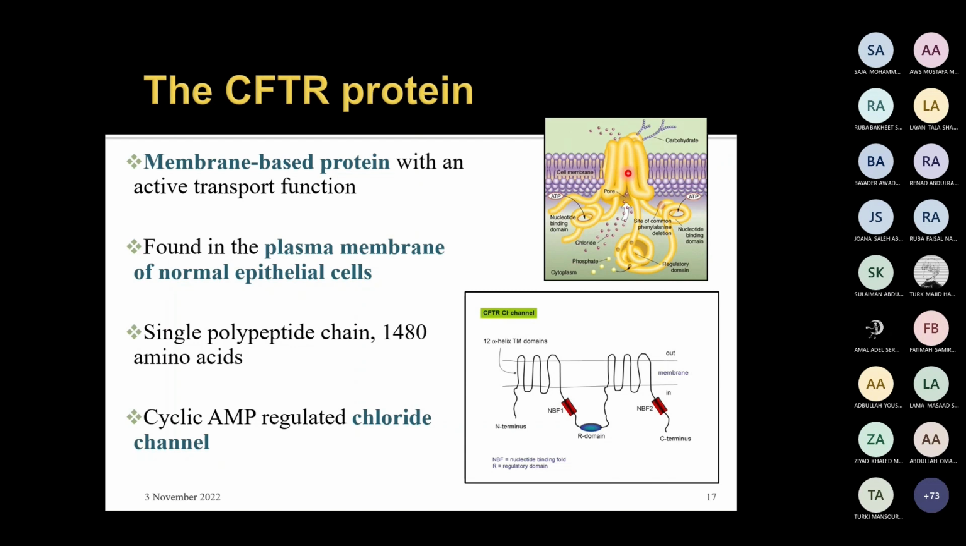This channel might be positioned in a way that results in moving chloride from inside to the outside. But also in certain tissues, like the sweat glands, it is positioned in the opposite way. So it moves chloride from outside to the inside, and so it absorbs water rather than secreting water.